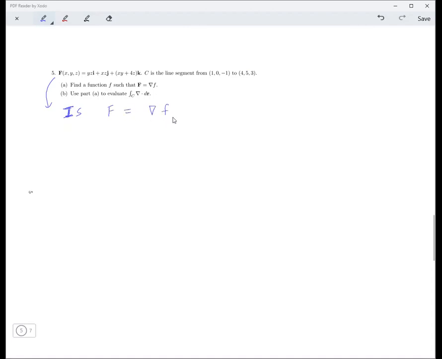So the question is whether capital F is the gradient of some function. And so in order for that to work, the partial of f with respect to x, the first variable, has to be this one right here, yz. And the partial of f with respect to y has to be the second one, xz. Okay, so let me write that up here. And the partial of f with respect to z would have to be this last one.